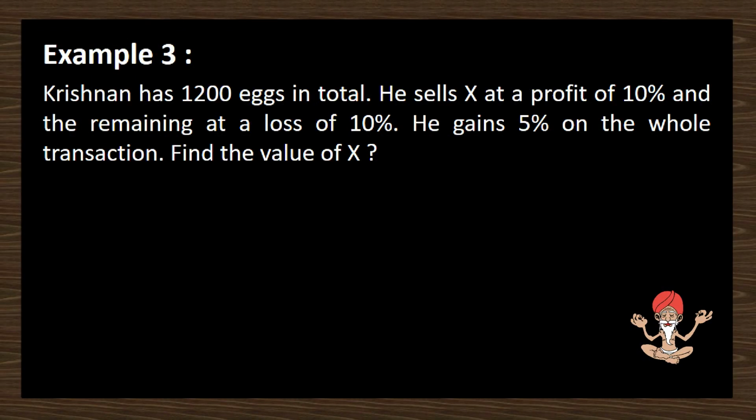Krishna has 1200 eggs in total. He sells X at a profit of 10% and the remaining at a loss of 10%. He gains 5% on the whole transaction. Find the value of X.